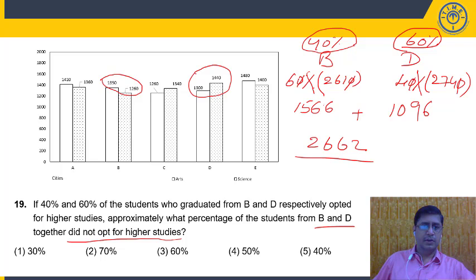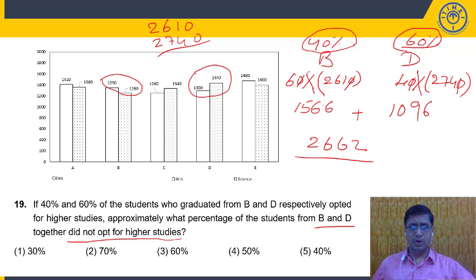Now it is 2610 and 2740, the sum of these two values. So what is the sum of these two values? Now it is 5350, percentage means into 100.